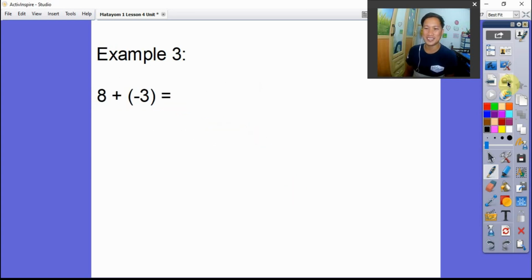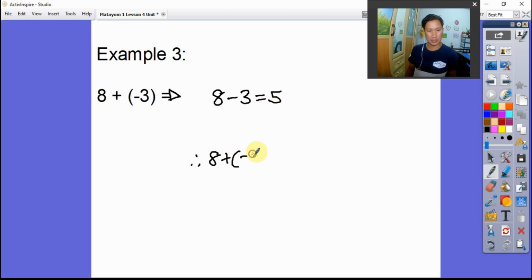Okay, very easy. Let's have example number 3. 8 plus -3. Now we're not going to use an equal sign. We're going to use an arrow. Now 8 minus 3 is equal to 5. The final answer, 8 plus -3 equals 5. What is the sign of the larger number? The sign of the larger number is positive. So positive 5. So we write 5.